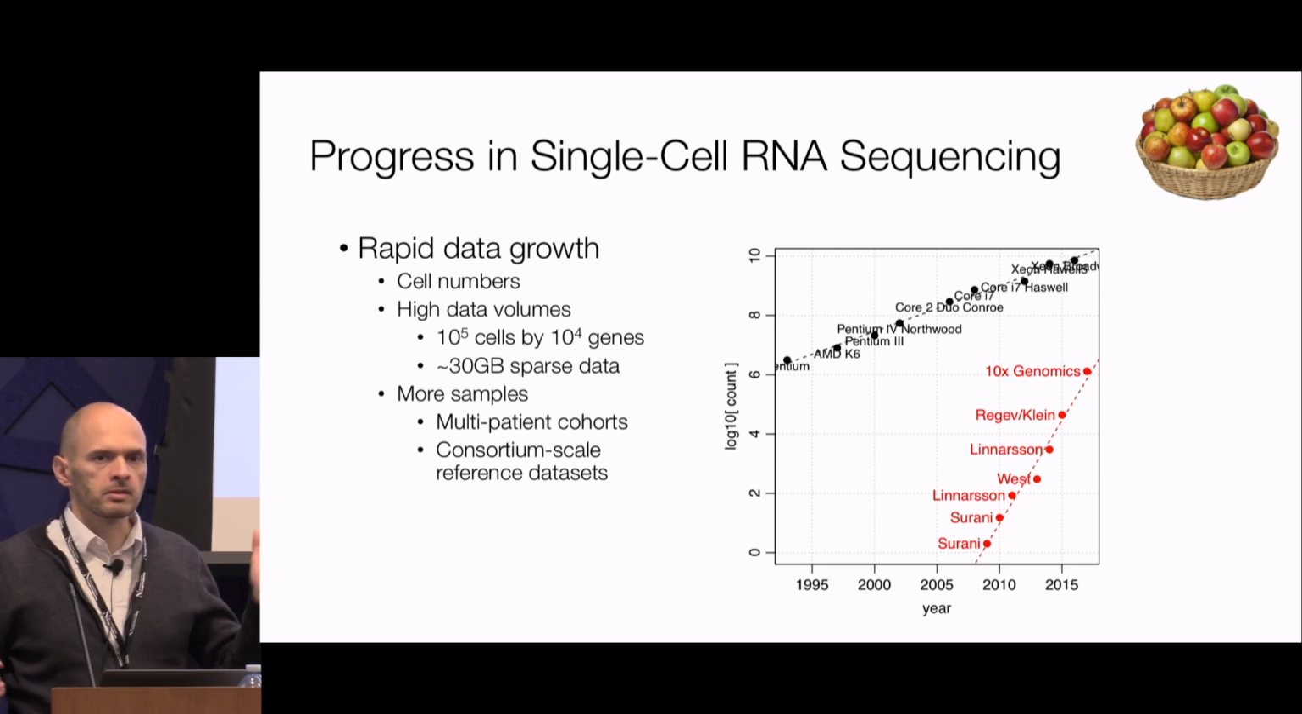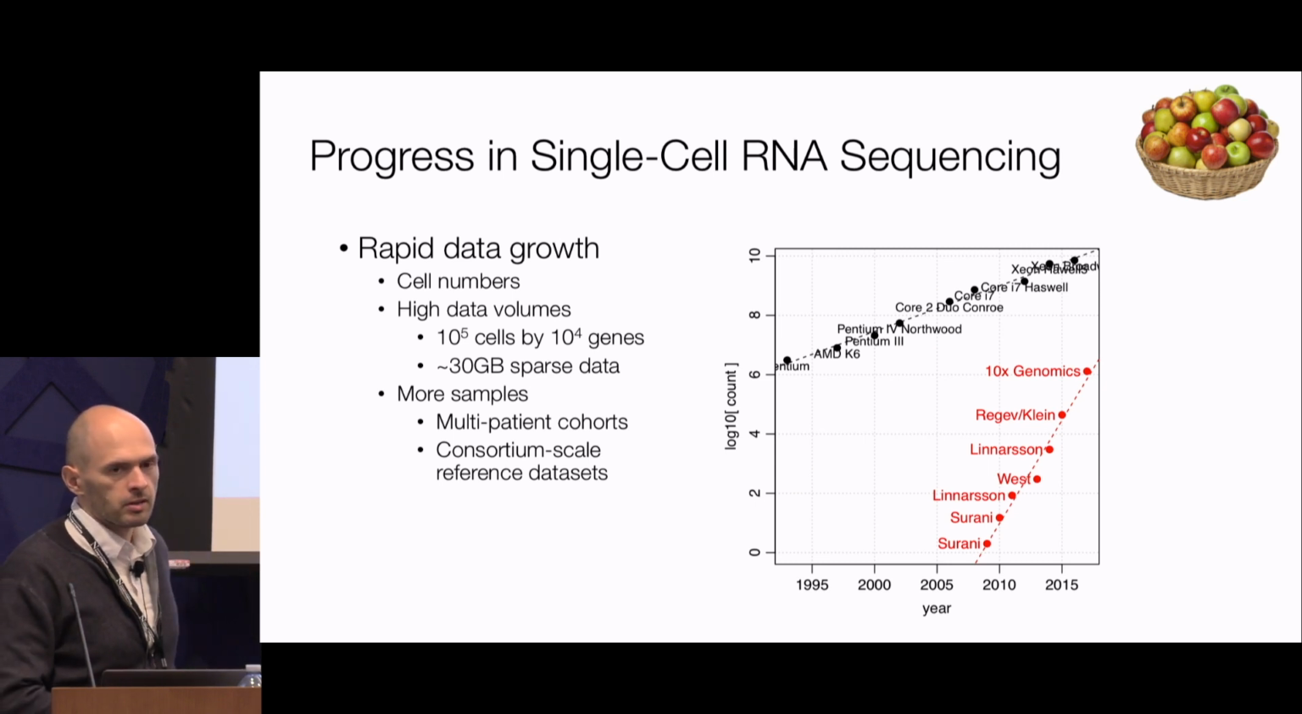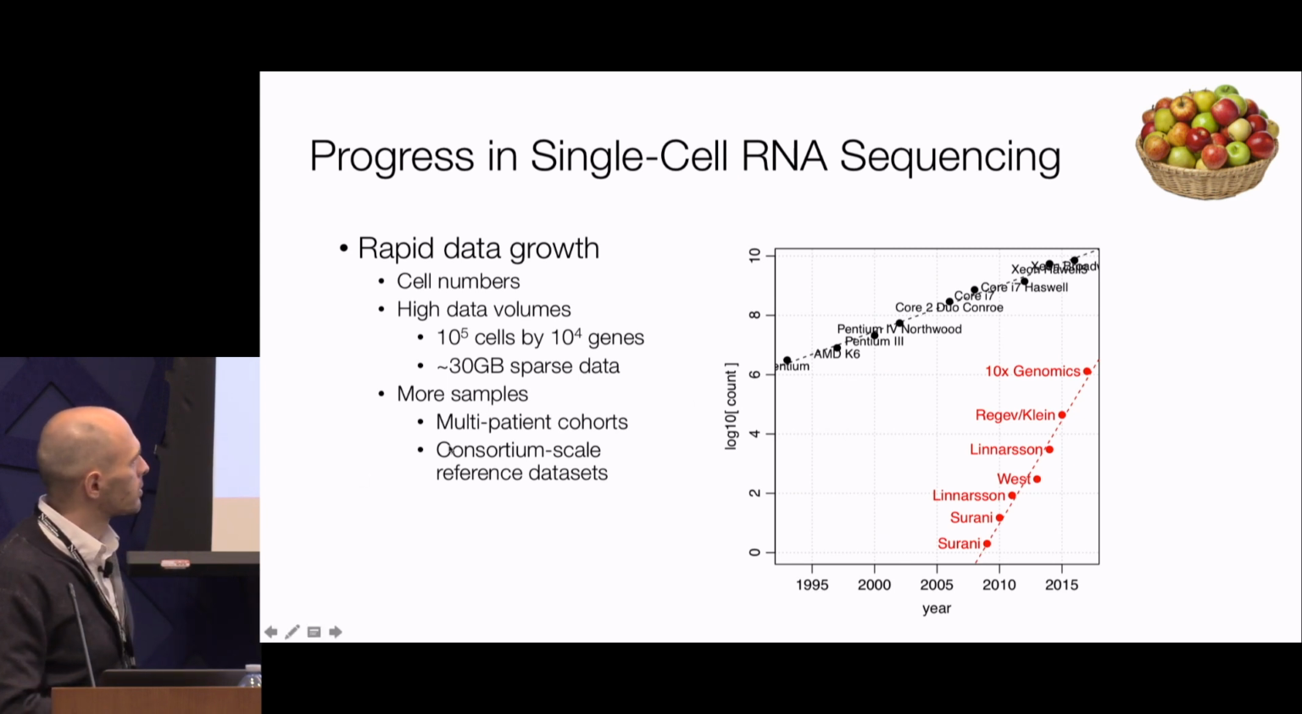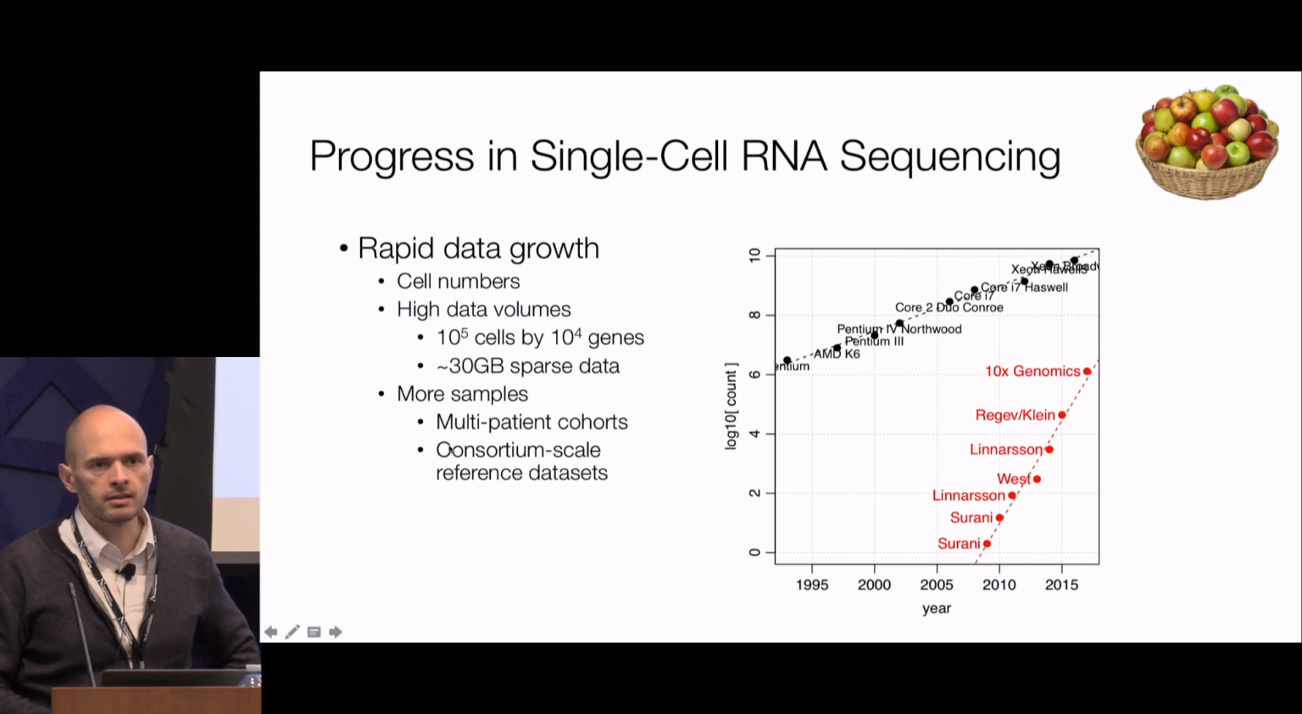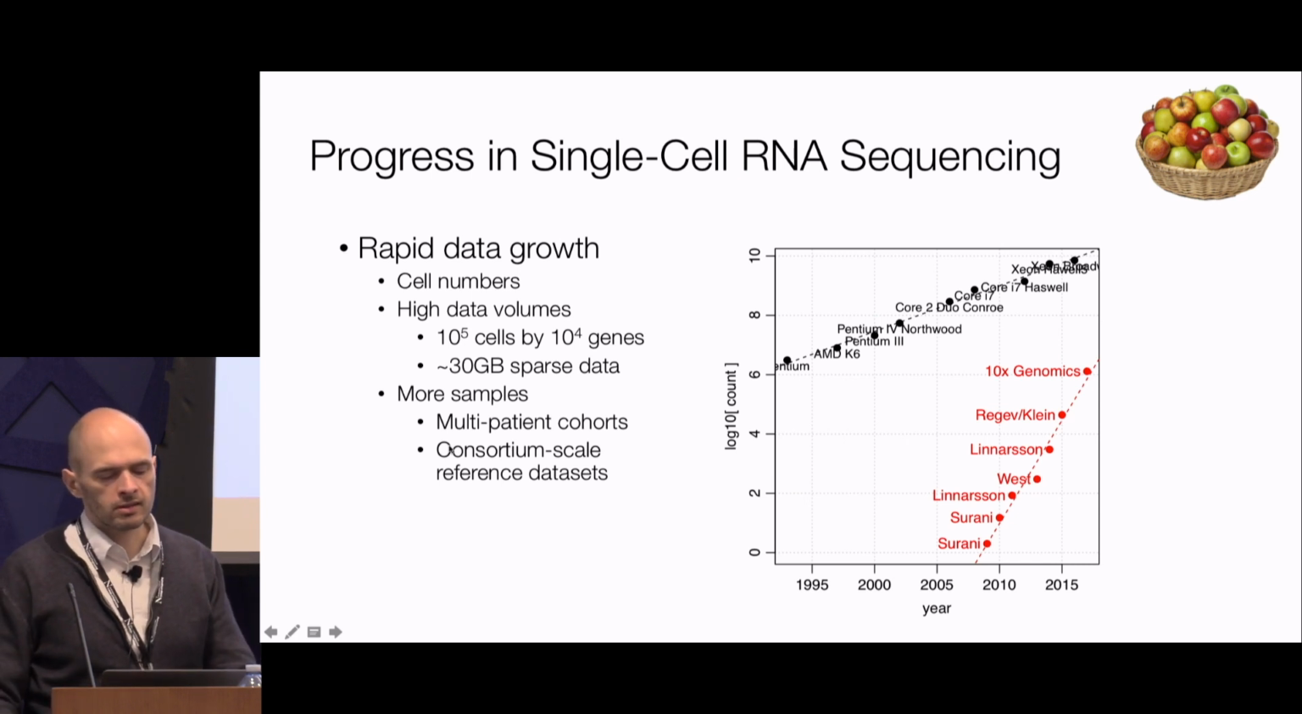the experimental designs have become more complicated, and now we're looking at multi-sample data sets, consortium-scale efforts like the Human Cell Atlas to generate thousands of data sets covering different tissues.